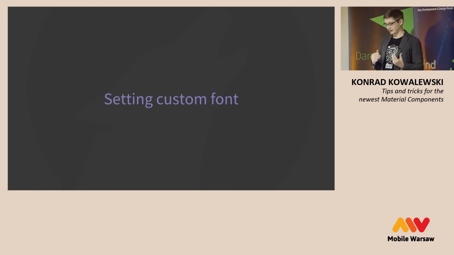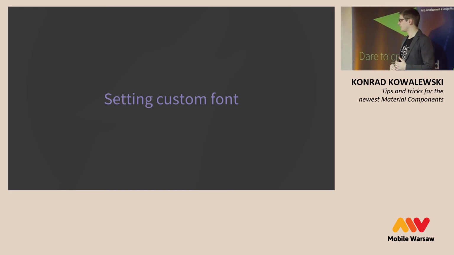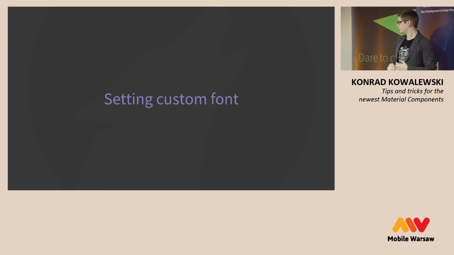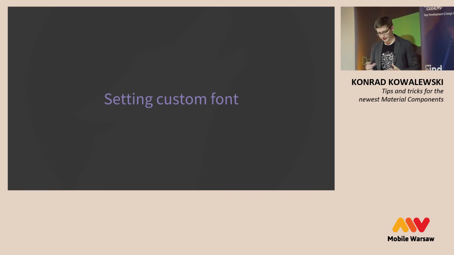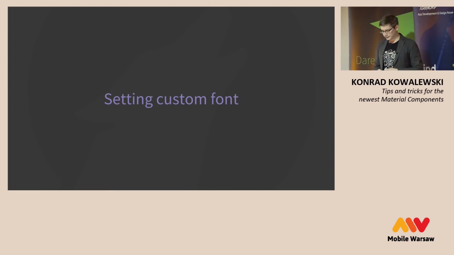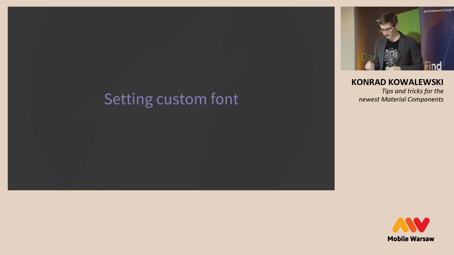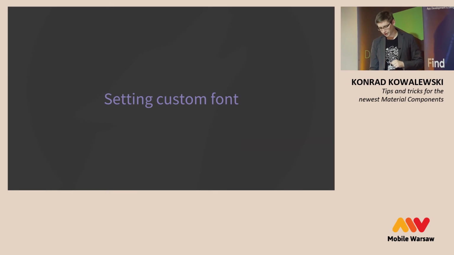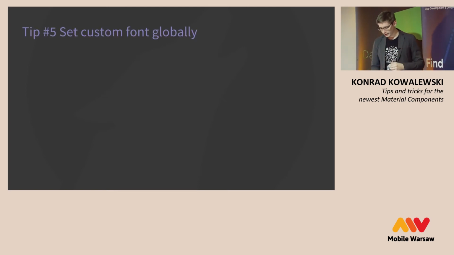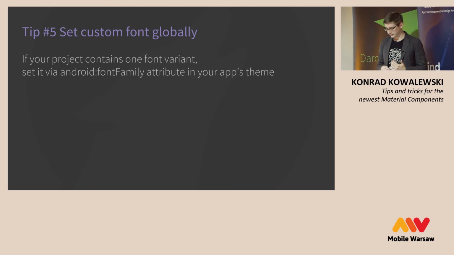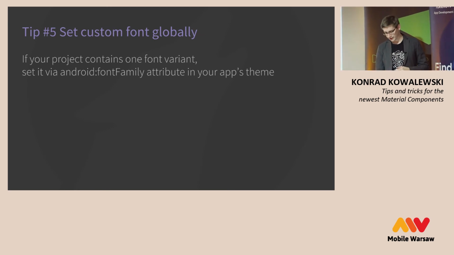Okay. Now on to setting a custom font. This is one of the things that became easy in Android not that long ago, and it's apparently easy. But when you dive into the details of setting the font, there are some tricks that you need to know to do it properly. So we'll cover two cases here: whether you have one font variant in your app, or many more of them. If your project contains one font variant, for example regular or light, you can set it via the android:fontFamily attribute in your app's theme.